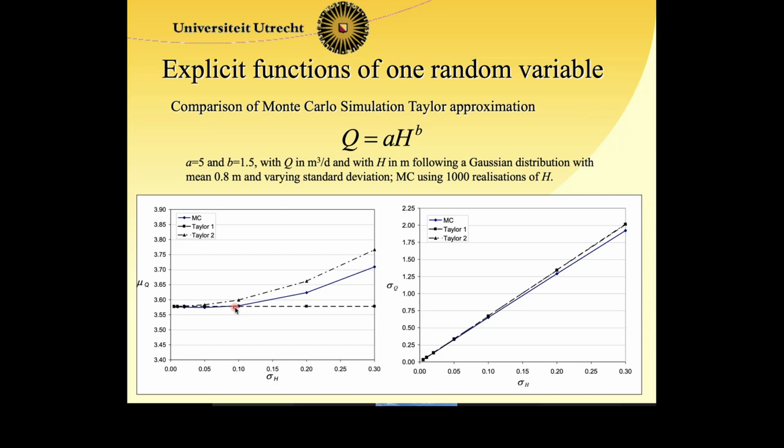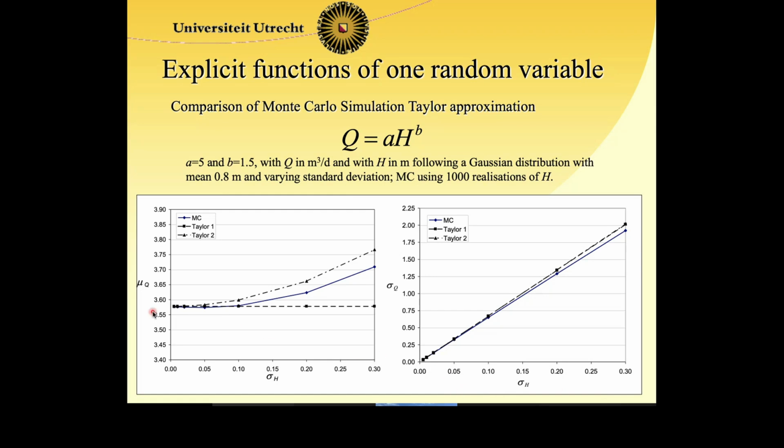What I've done here is computing Monte Carlo simulation, which is actually the close to exact solution, with the approximate solution from the Taylor approximation. And what I've done here is I use these parameters A and B, and H is again Gaussian with a mean of 0.8, but I'm increasing the standard deviation of H, even to very uncertain, 0.3 meters. If you are in a big river, for instance, you can have these huge errors in the water height.